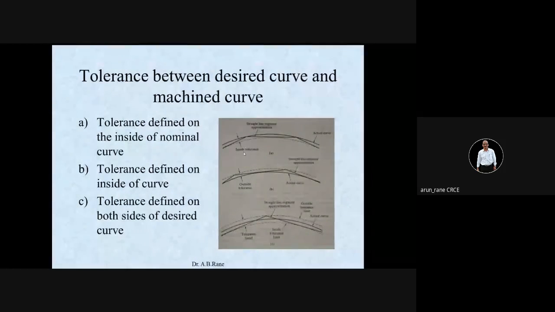In case of outside tolerance, the actual curve, that is the design curve, is lying below the machined curve. Alright. And if you define inside as well as outside, then the actual curve or the machine curve is below or above the design surface. Alright. Let's go for the next slide.